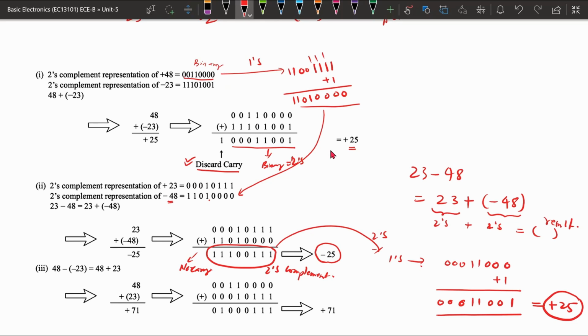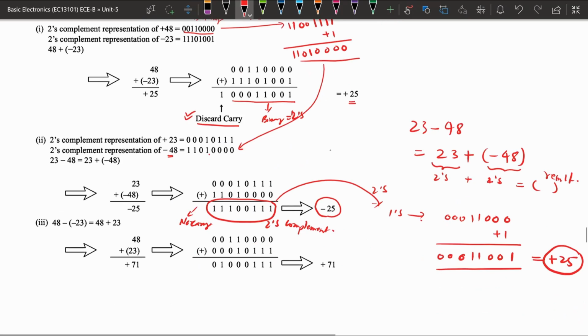Here the result is in 2's complement, and it has 1 at the MSB side, which means it is a negative number. To get the exact negative number from the 2's complement, we need to take the 2's complement again, and it comes out to be 25. So 25 is positive, and that means the previous one was minus 25. I hope you have got the point.